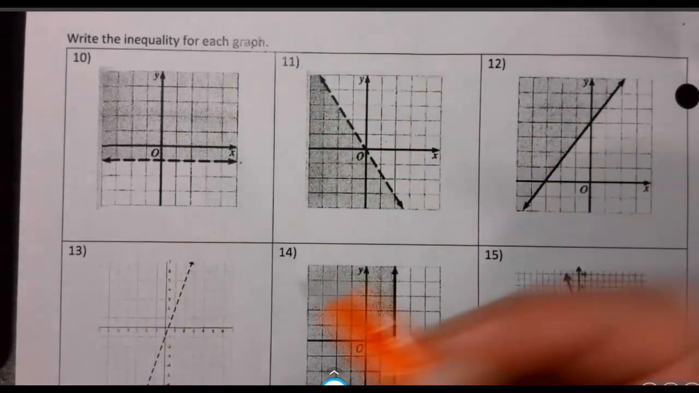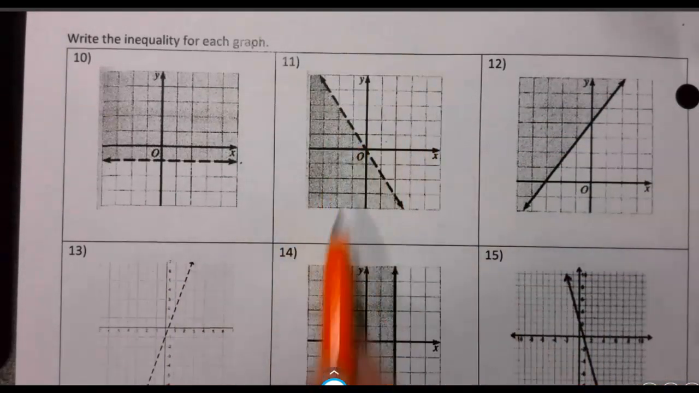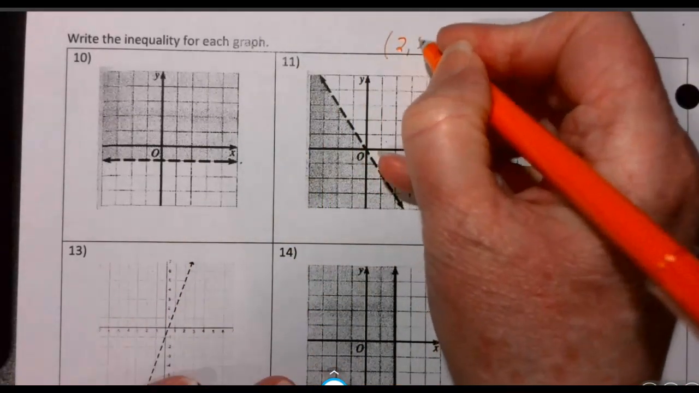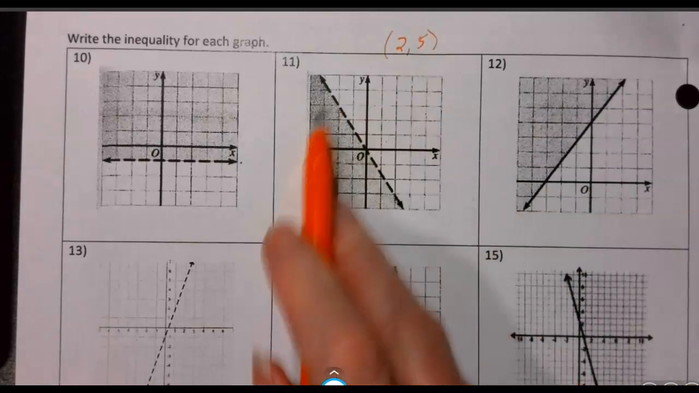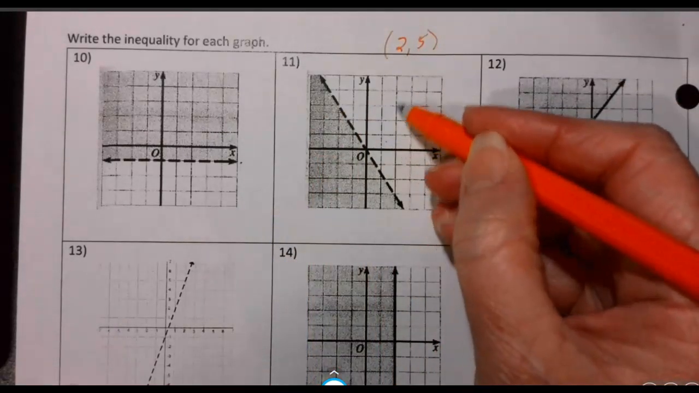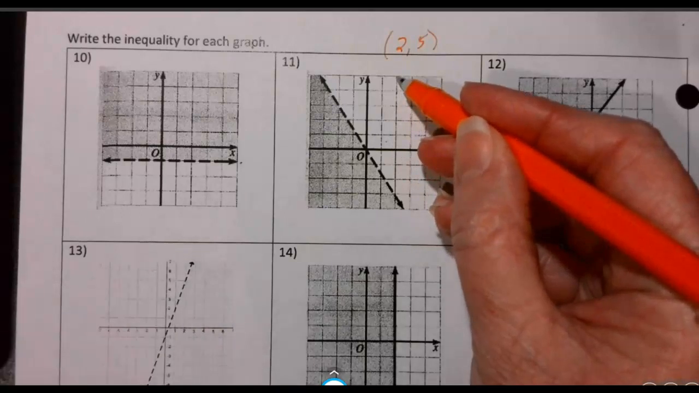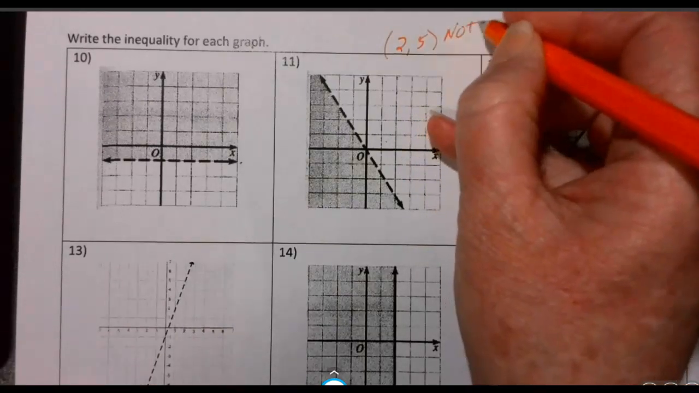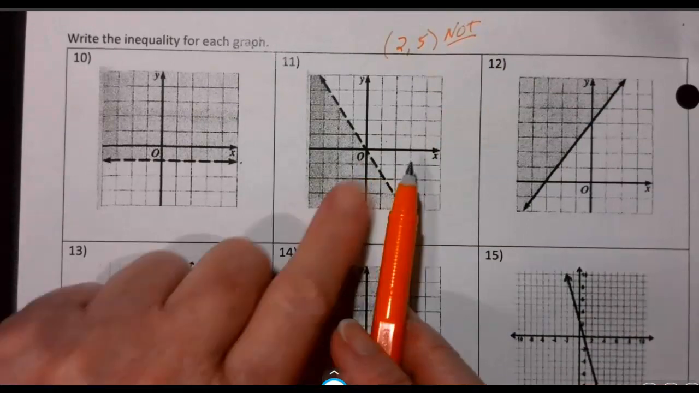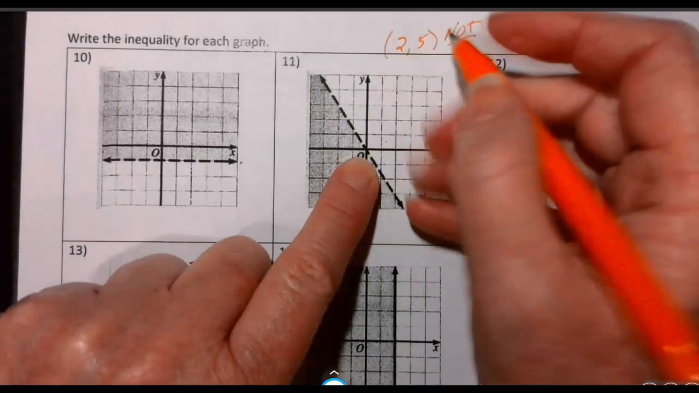Just a side thought, if I would ask you, is the point, let's say 2, 5, a solution in this grid? If I were given that point, go over 2, then 1, 2, 3, 4, 5. No, that's not the shaded area. So this is not a solution. Okay, just to let you know. That's just a side note. So what's my y-intercept?